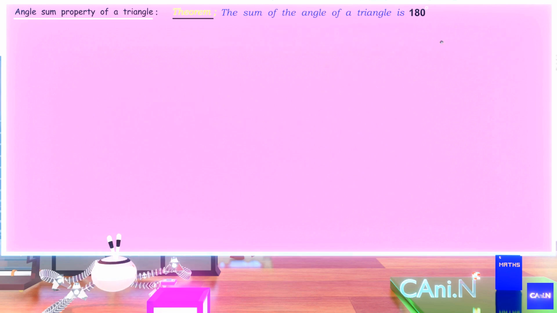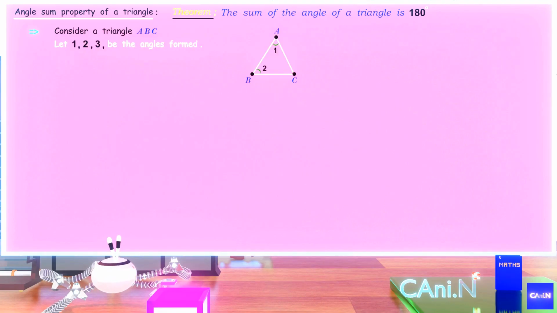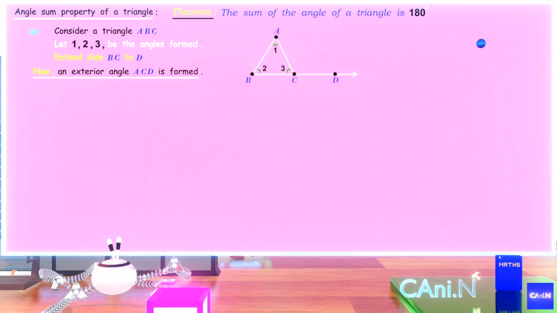Angle sum property of a triangle. Theorem: the sum of the angles of a triangle is 180 degrees. Consider a triangle ABC. Let 1, 2, and 3 be the angles formed. Extend BC to D. Now, an exterior angle ACD is formed. Draw a line CE parallel to AB. X and Y are the angles formed.